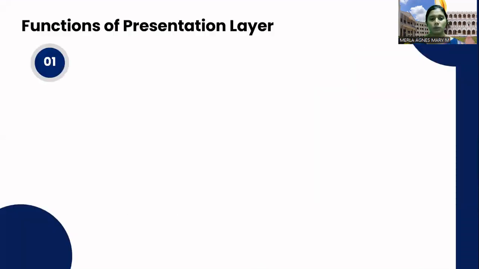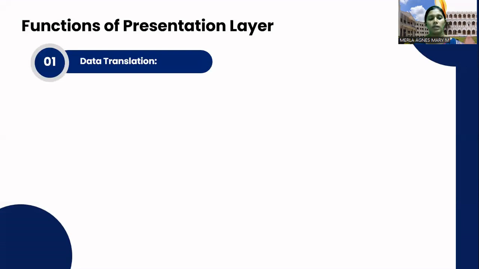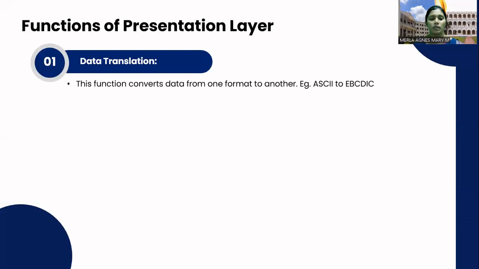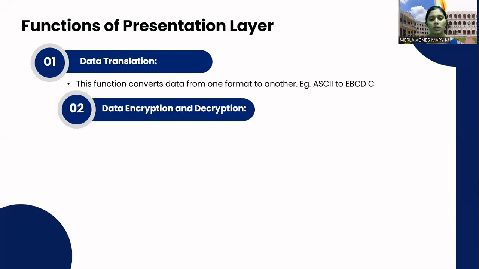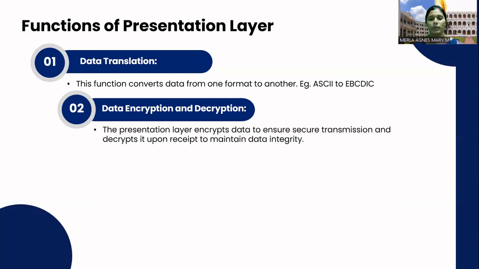As you see the functions of the presentation layer, the first function is data translation. In data translation, it converts the data from one format to another format, like user language to machine language. The second is data encryption and decryption. For security purposes, in the session layer the person is authenticated and authorized, and in the presentation layer the data is encrypted and decrypted in a different format. This is for data integrity.